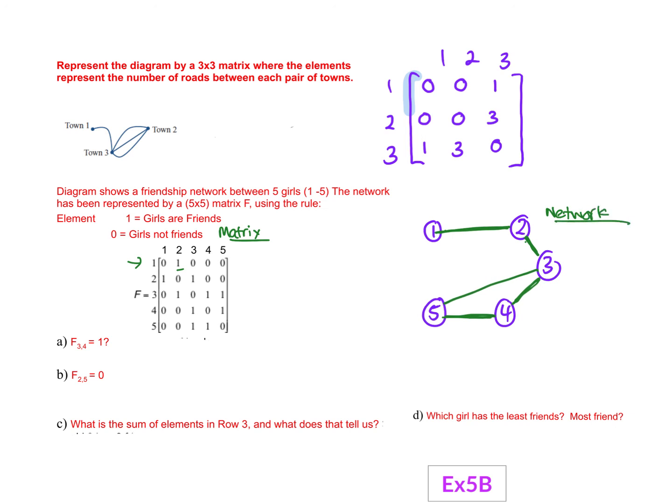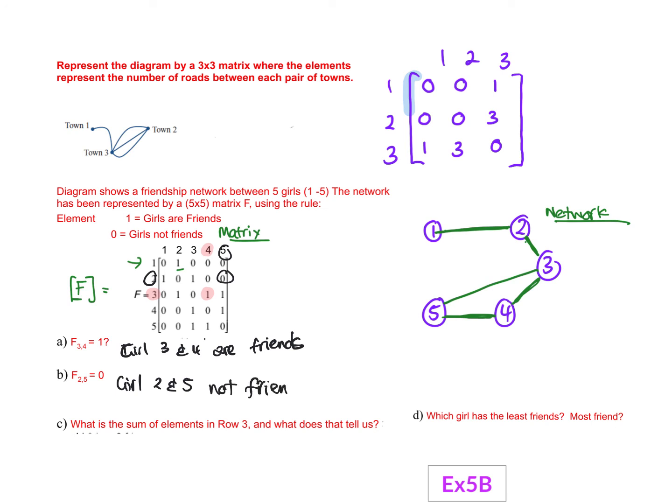Alright, so we've done that. Now they're calling this matrix F. So when they ask you what's F34, we've got to go to row 3, column 4, and it's a 1, isn't it? And what does that tell us? Girls 3 and 4 are friends. Isn't that true? Yeah. And if we go to row 2, column 5, there's a 0. What does that tell us? Girls 2 and 5 are not friends.